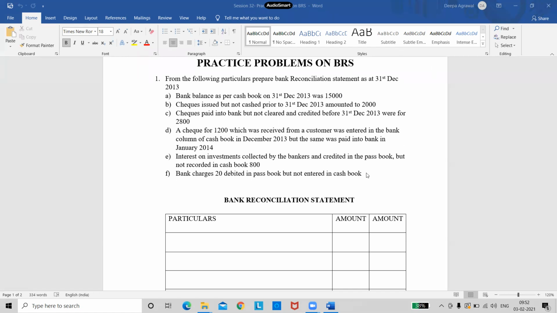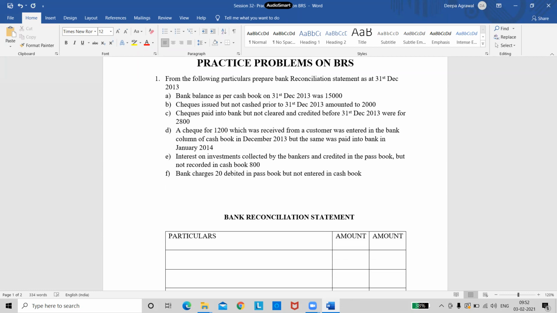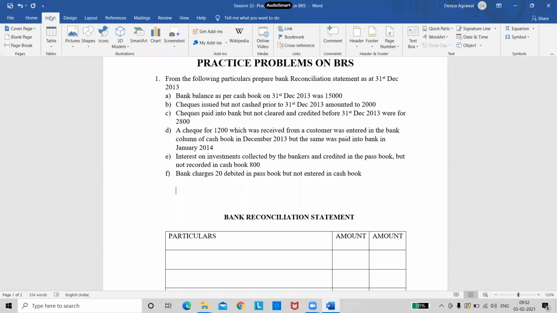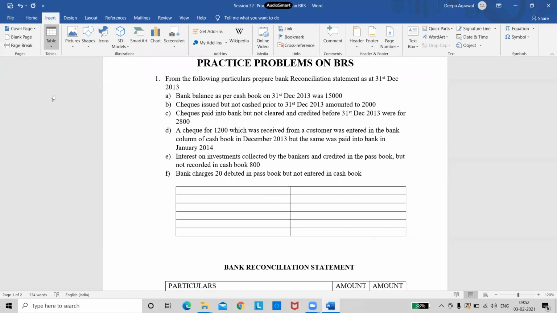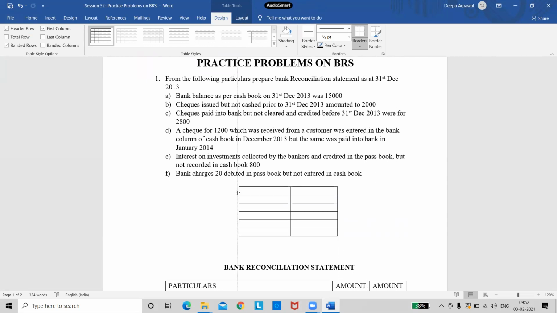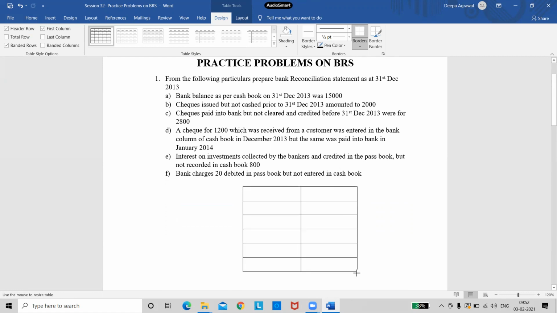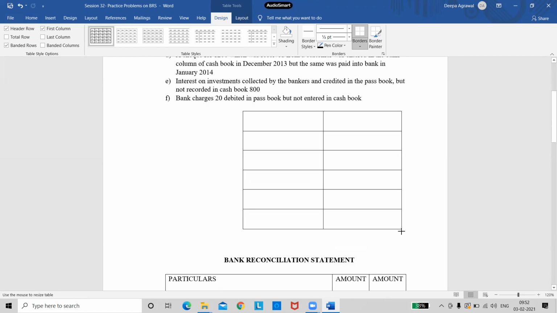So first we need to do some working notes. So quickly draw your pro forma for the working notes. I will show you the pro forma for how to do the working notes. You will have to make a small table. I will show you how to do it. Just wait for a minute. Okay, so this is my working notes.